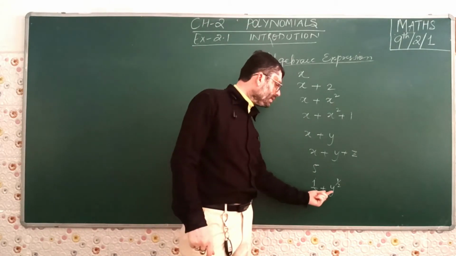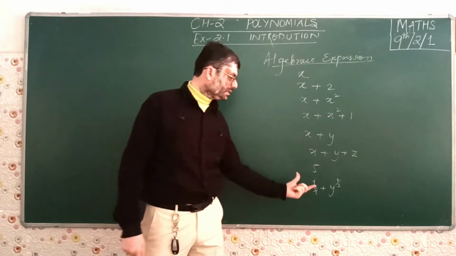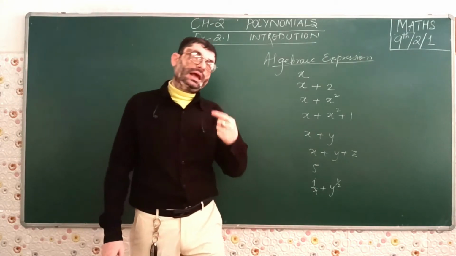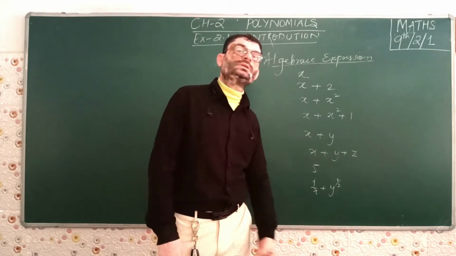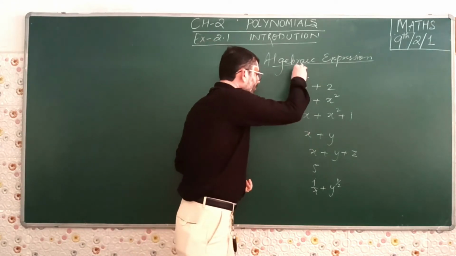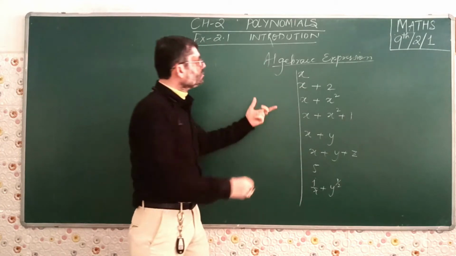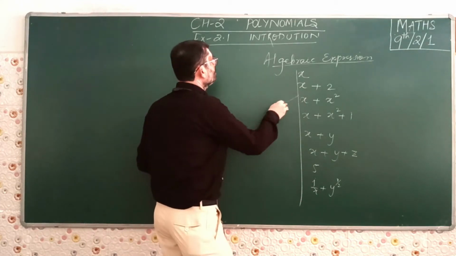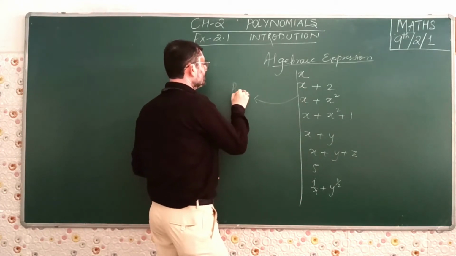Next, 1 by x plus y to the power half. This is also an algebraic expression with two terms, two variables. Clear? Now, relating our topic, algebraic expression, to polynomials.